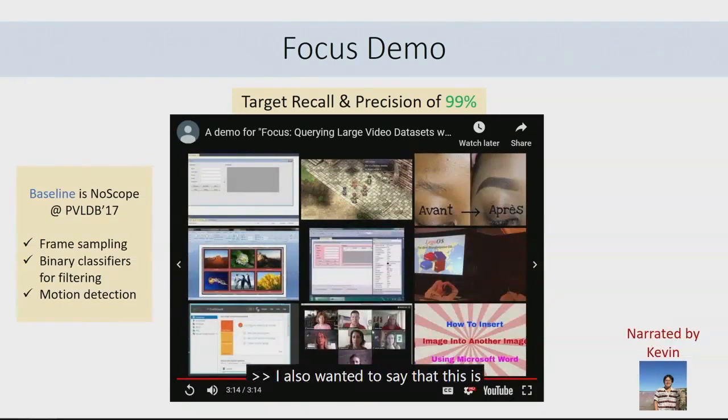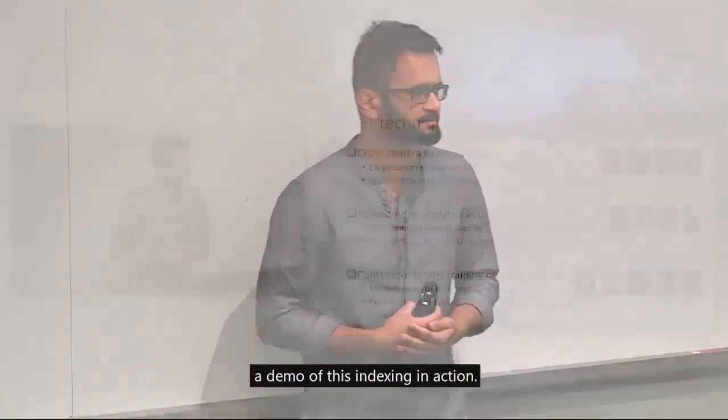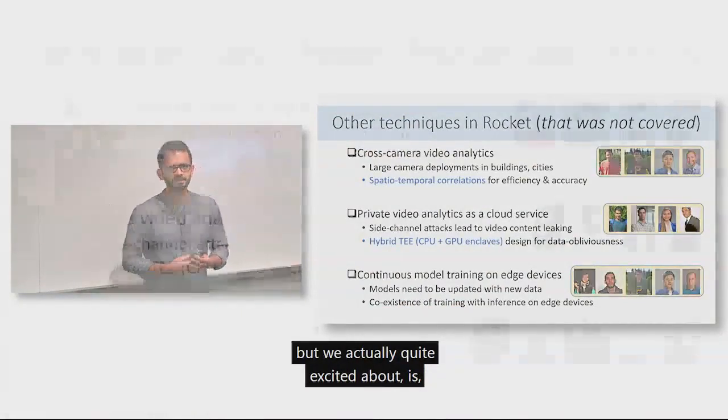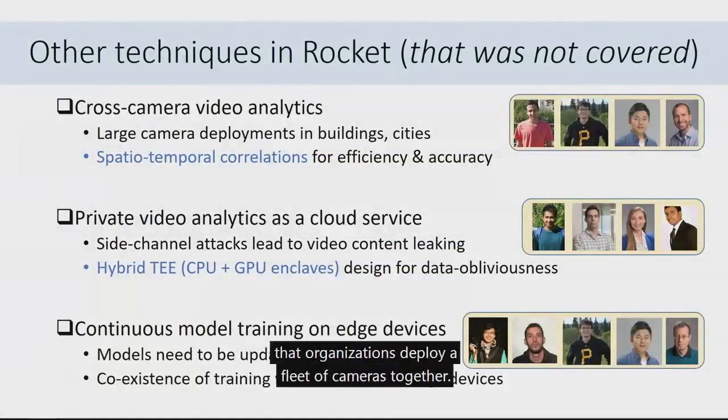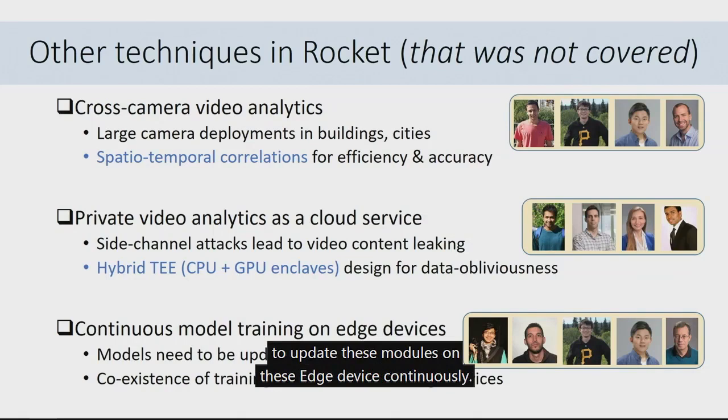I also wanted to say that this is part of the code that we are releasing. So Yuanchao will also be showing a demo of this indexing in action. Of course, there are some techniques that I didn't talk about today, but we're quite excited about. As I said at some point, organizations deploy a fleet of cameras together. How can we use them together for video analytics? Privacy is a big thing we are quite cognizant about. So how can we do private video analytics both on the edge and on the cloud? And finally, this is not all just about video DNN inference, but we also have projects that go on to update these models on these edge devices continuously.